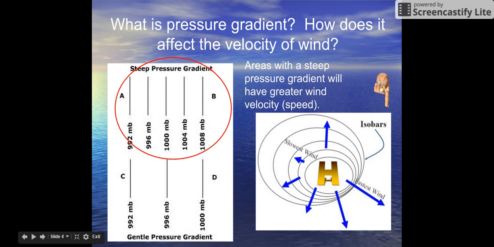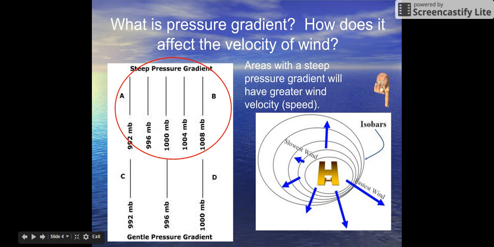Now, sometimes you may see something called a pressure gradient. If you see the words pressure gradient, what that's referring to is the amount of difference between two areas. One area may have high pressure, one area may have low pressure. The difference in those pressure readings is going to be your pressure gradient. Areas that have a steep pressure gradient, or a bigger difference in the two areas, are going to have a greater wind velocity.